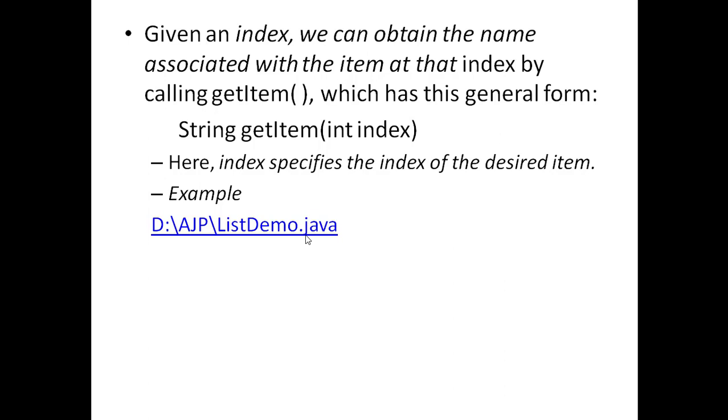Given an index, we can obtain the name associated with the item at that index by calling the getItem method, which has the general form: String getItem(int index). Here index specifies the index of the desired item. By using this, we can identify the item or return an item. This is called the list control, and these are the methods of list control. Example for the list control: ListDemo.